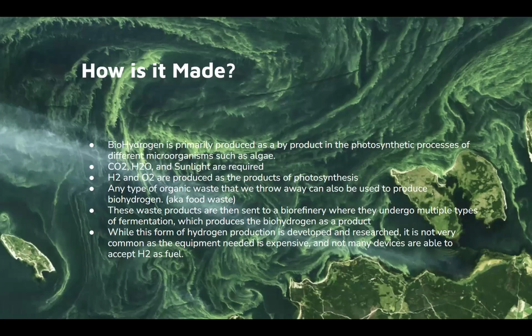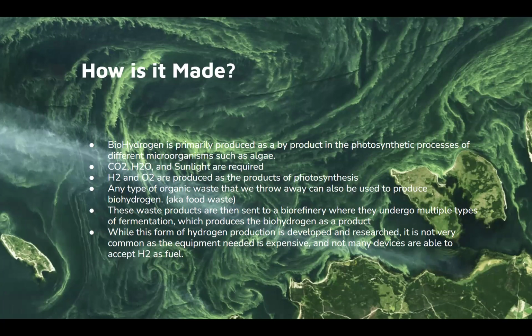So how is it made? Biohydrogen is primarily produced as a byproduct in the photosynthetic process of different microorganisms such as algae. In photosynthesis, CO2, H2O, and sunlight are required, and H2 and O2 are produced as the products of photosynthesis.